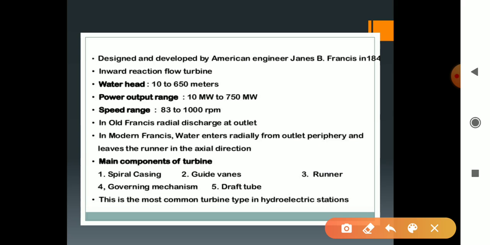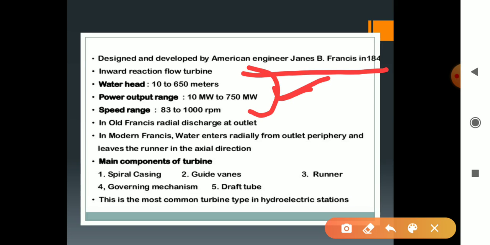It was developed by the American engineer James B. Francis. It is an inward reaction turbine, suitable for a water head of 10 to 650 meters, and the power output range is 10 to 700 megawatts. These are some terms I want to remind you of, just to show the difference between the turbines. The speed range is 83 to 1000 rpm, and the old Francis turbine had radial discharge at the outlet. It is the classification related to the old Francis turbine.